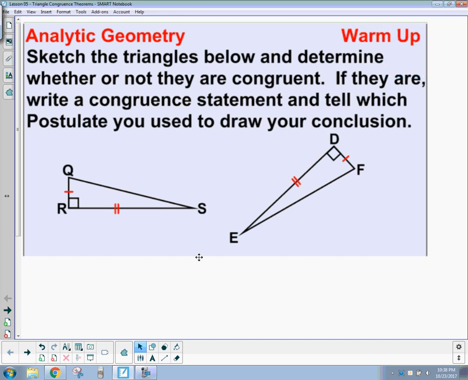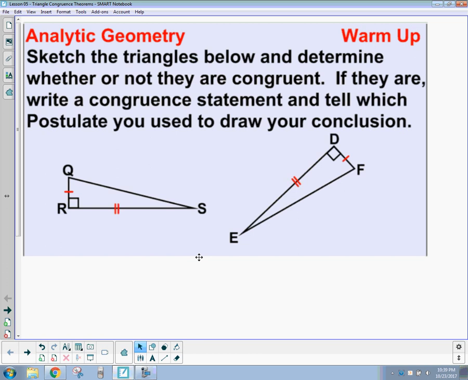Hey guys, now we're doing lesson 5, more triangle congruency theorems. I taught you 3 of them. I'm going to add 2 more to the list. Okay. So again, try this warm-up out. Take a pause, take a break, look at it, see what you think.